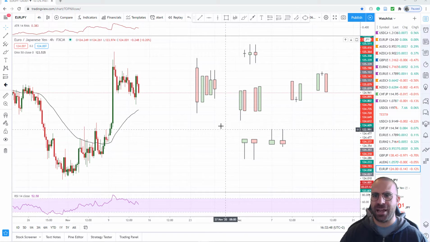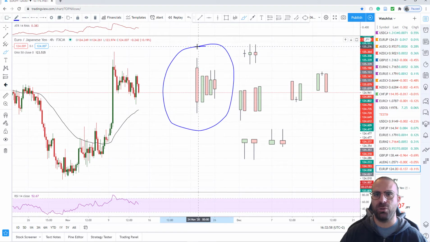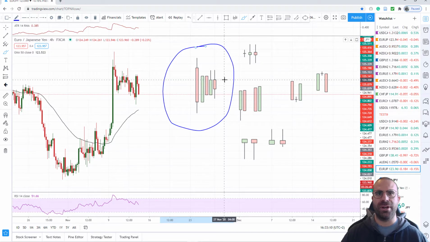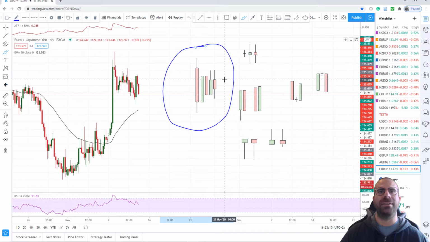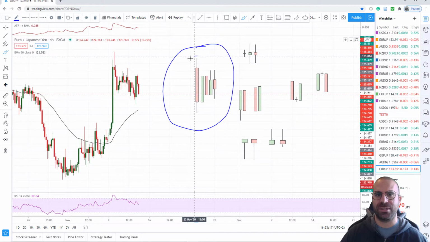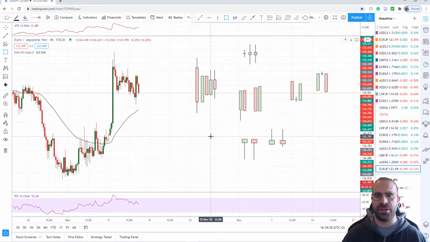So here, traders, I have drawn a couple of examples for you, as you can see on my screen. First of all, we are going to be starting with this area over here, where I'm going to be explaining how candlesticks are being formed. So number one, how bullish and bearish candlesticks are being formed and how wicks are formed. Wicks are those things over here, as you can see. Now, first of all, traders, the most important thing, let's focus on this area.